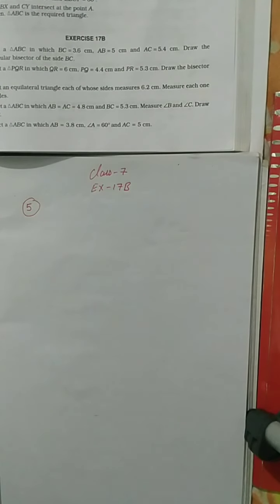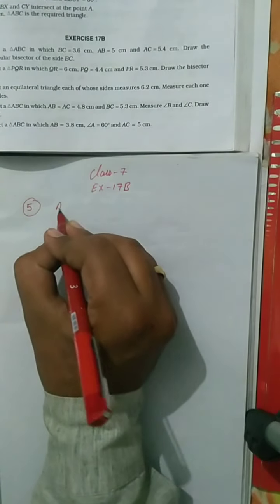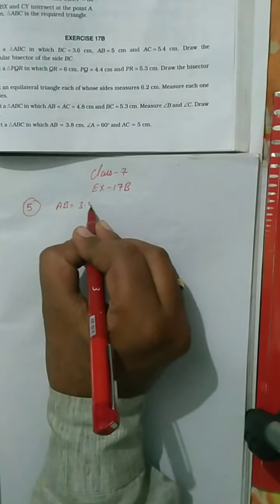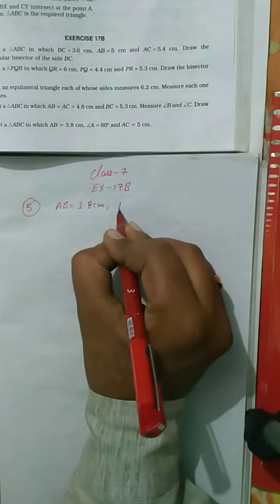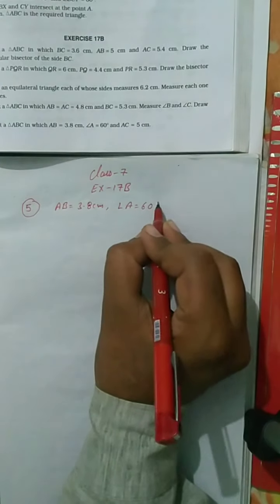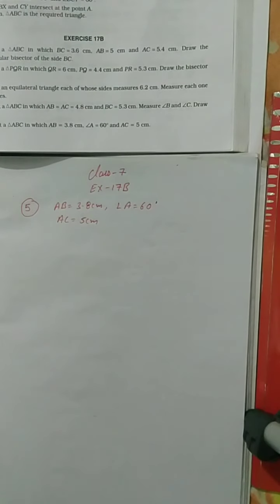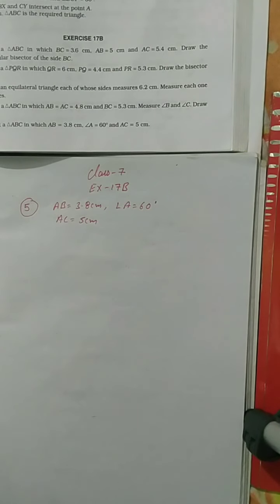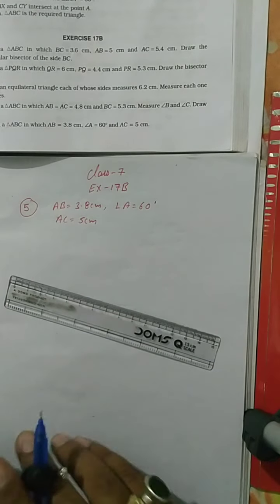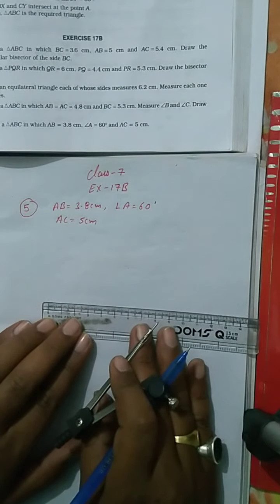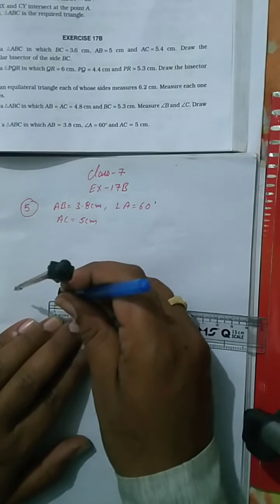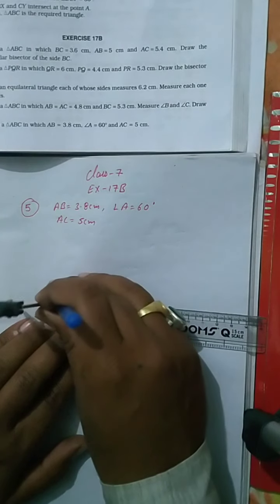Construct a triangle ABC in which AB equals 3.8 centimeter, angle A is 60 degree, and AC equals 5 centimeter, right? You have to construct a triangle in which AB should be 3.8 centimeter, angle A 60 degree and AC should be 5 centimeter. First of all, you have to draw a line AB of 3.8 centimeter.